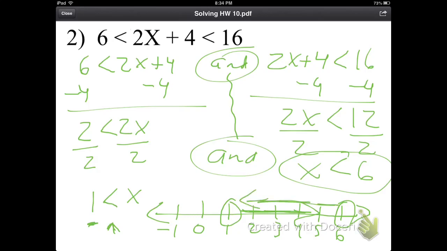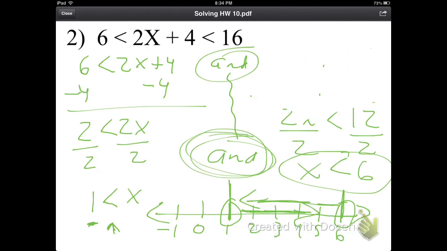Realize both of these shadings go on forever, but since it's an "and" compound inequality, we're only interested in the region that's doubly shaded, and that's the part that goes from 1 to 6. If we were to write this in interval notation, our solution there at the bottom, we would put 1 as our starting number, 6 as our ending number, and we would put curved brackets because our circles are open. Open circles give you curved brackets, filled-in circles give you square ones.